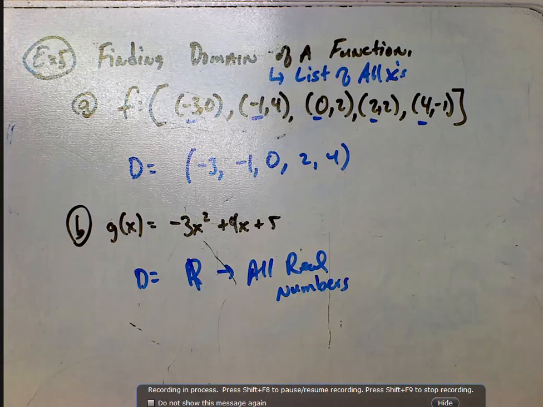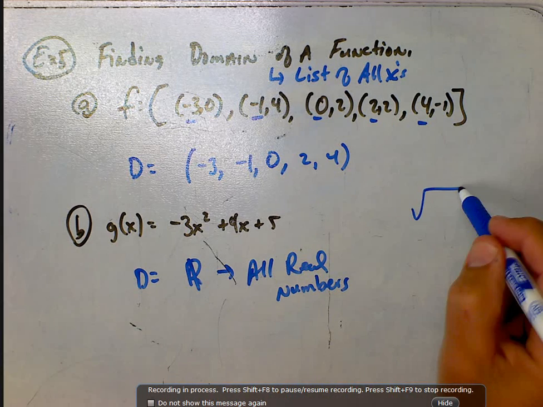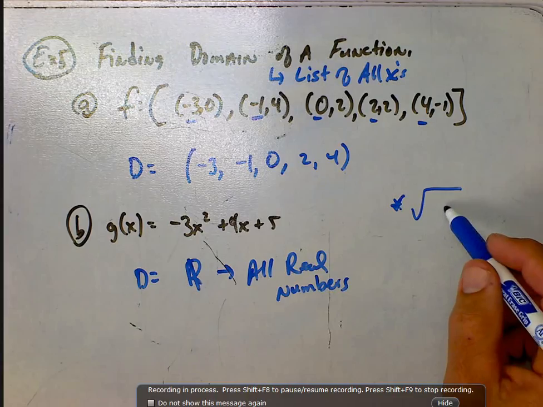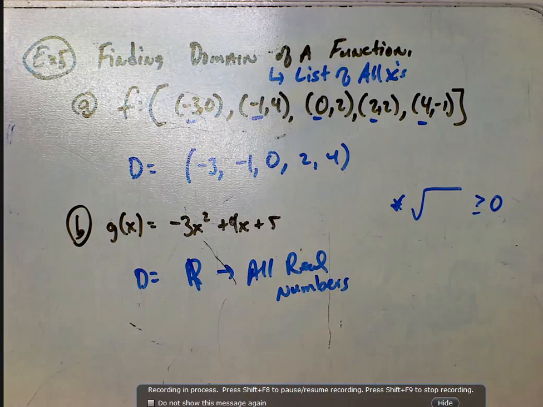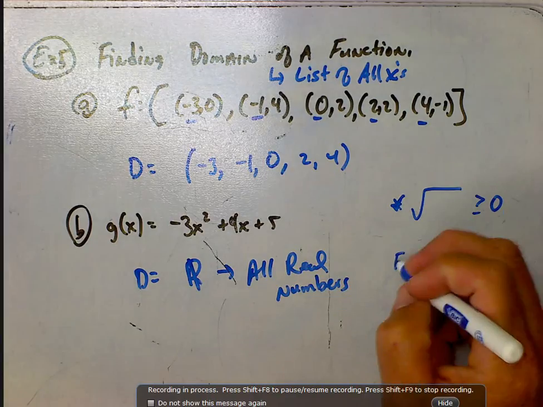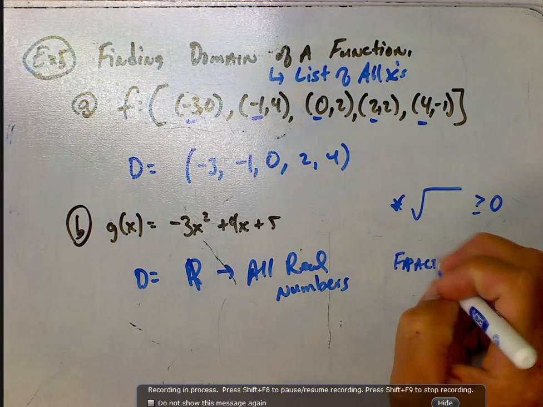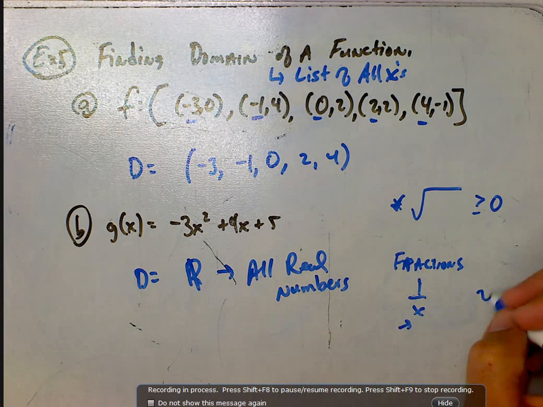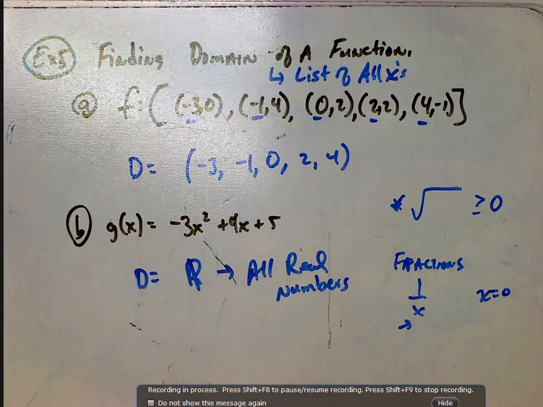Things to look out for when you're talking about the domain of a function are square root signs, because anytime you see a square root sign, the expression under it has to be greater than or equal to 0. Other things to look out for are fractions, because when you see a fraction such as 1 over x, you have to take the bottom x and set it equal to 0 and solve, and that's what x cannot be.